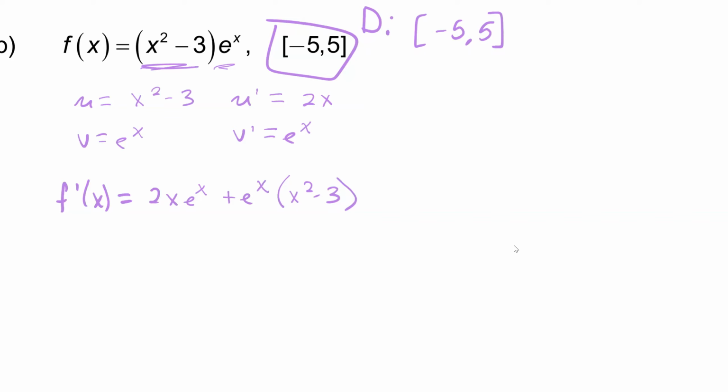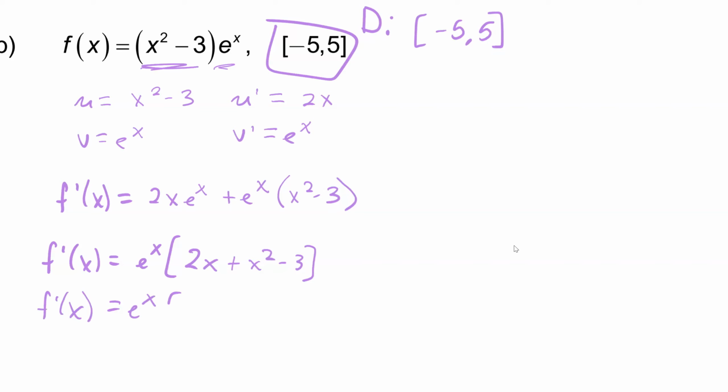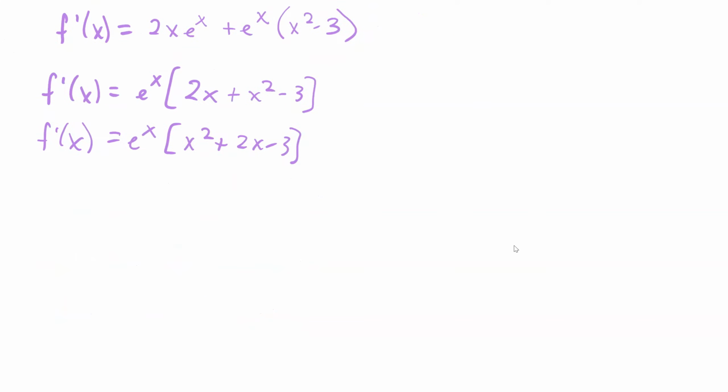I'm going to simplify this a little bit because there's a common factor, e to the x. So let's pull out e to the x: e to the x times 2x plus x squared minus 3. I'm going to rewrite this in a different order: x squared plus 2x minus 3. And that's factorable. Actually, I'm sorry, I'm not going to be lazy. I'm going to show you exactly what I'm doing. It's the exact same thing. You don't have to erase. I just want to show you, I pulled out e to the x, and then I'm rearranging it so that I can fully factor.